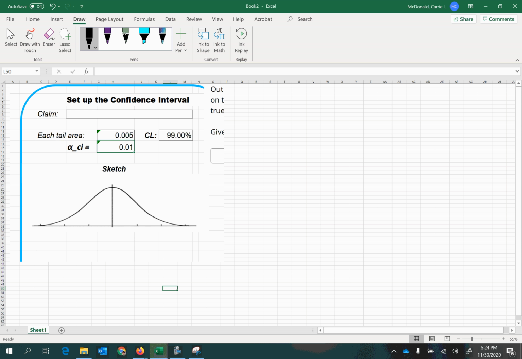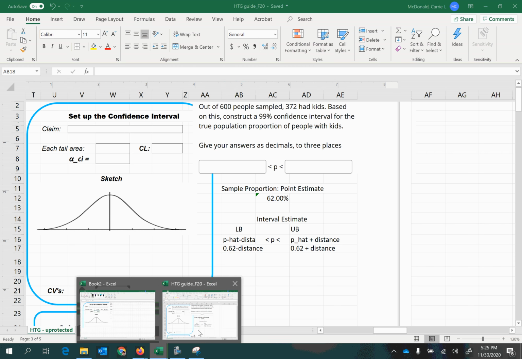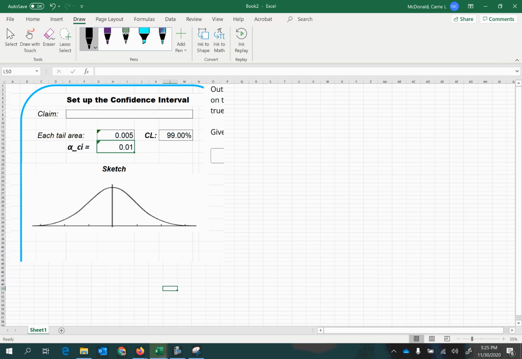Now, in this problem, we were told that in this example, we had a 99% confidence level given. It can be different things; 99% is for this example. And they also told us that we wanted to use the 372 and the 600 somehow, so we'll come back to that. So that's the information we have to deal with. So in our sketch here, I'm going to use that information.